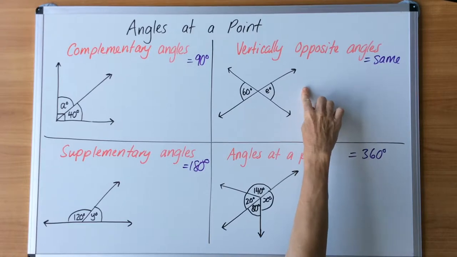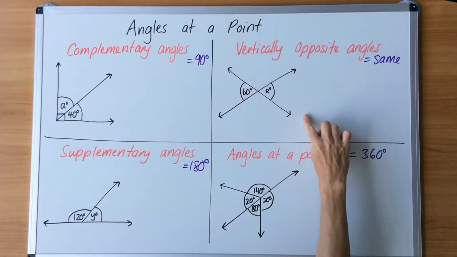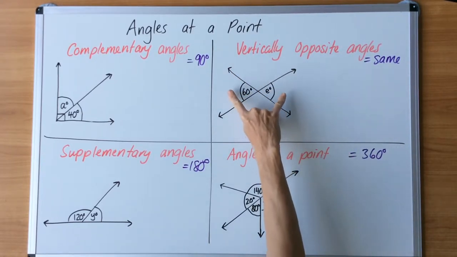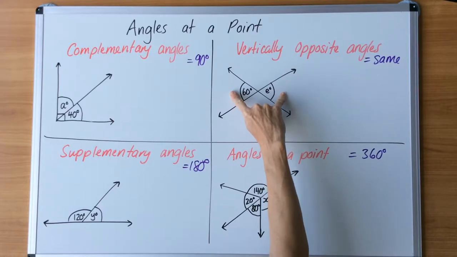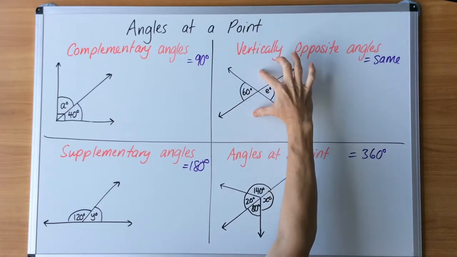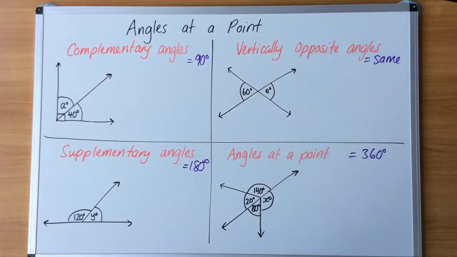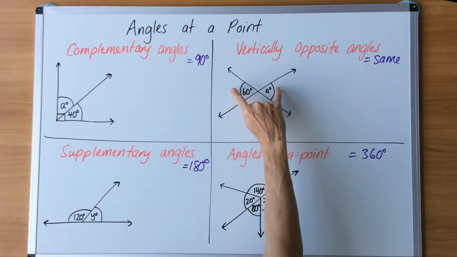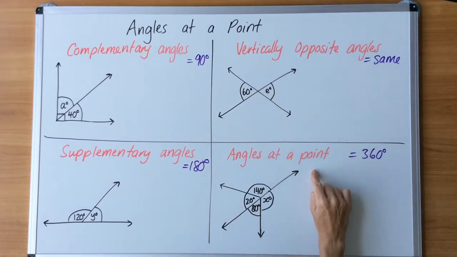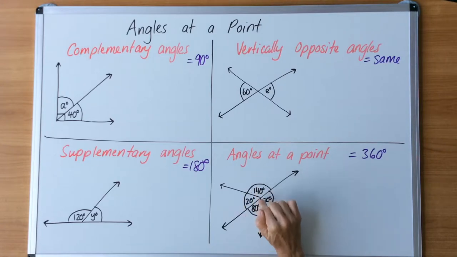Vertically opposite angles, this cross looking shape here, we have these two identical in size and these two identical in size, and all of those add up to 360. But it's important to know that they will be the same measurement, the same degrees. And angles at a point means that every angle at this point here all the way around adds up to 360 degrees. There's a correct way of showing your working out, and we're going to look at that now.